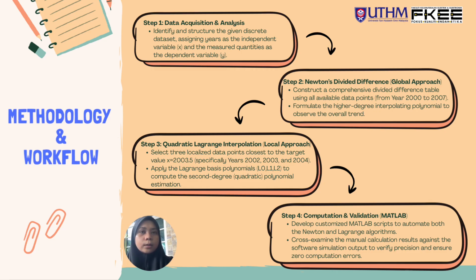Third, for our localized approach, we apply quadratic Lagrange interpolation by selecting the 3 data points closest to our target value, specifically the years 2002, 2003 and 2004, to compute a second degree polynomial. Finally, we move into computation and validation, where we use a customized MATLAB script to automate both algorithms and cross-examine our manual calculation against the simulation output to ensure zero errors.